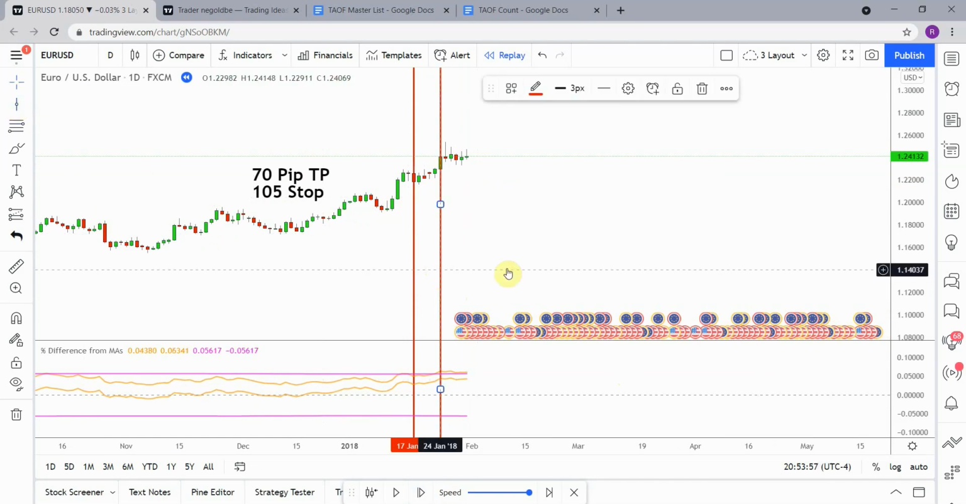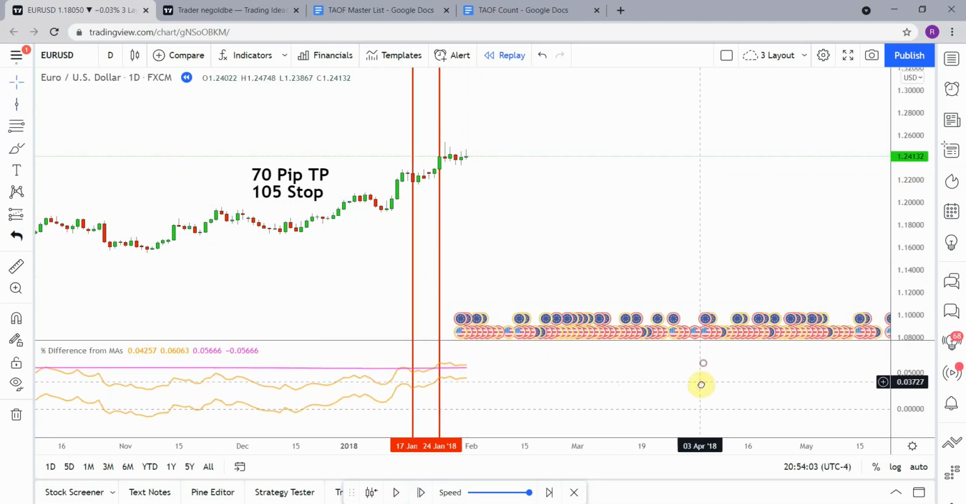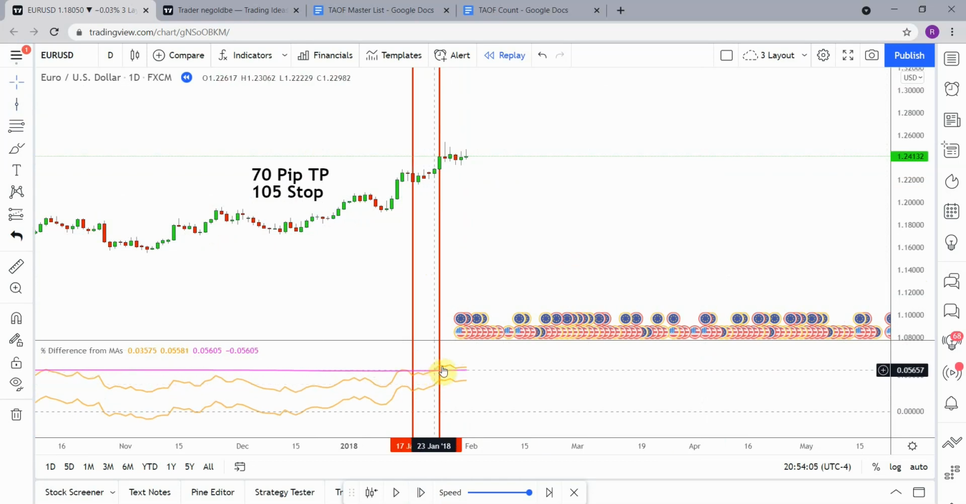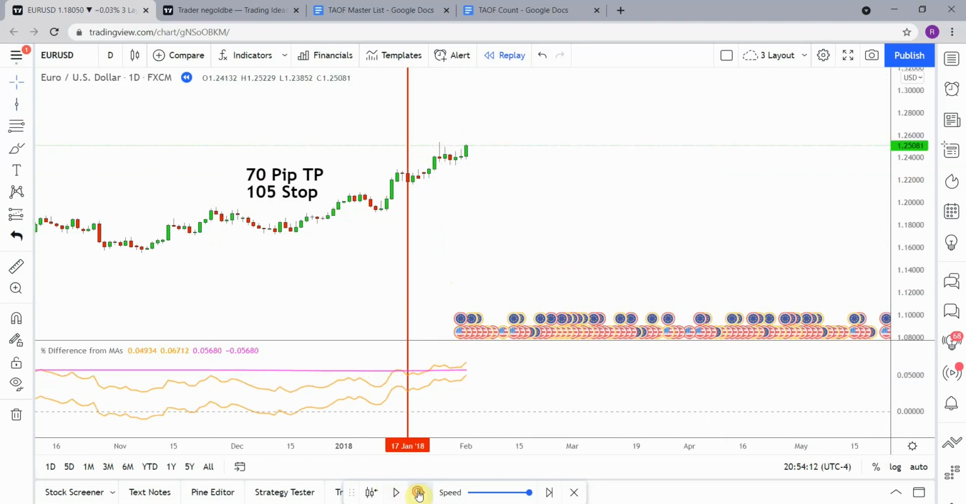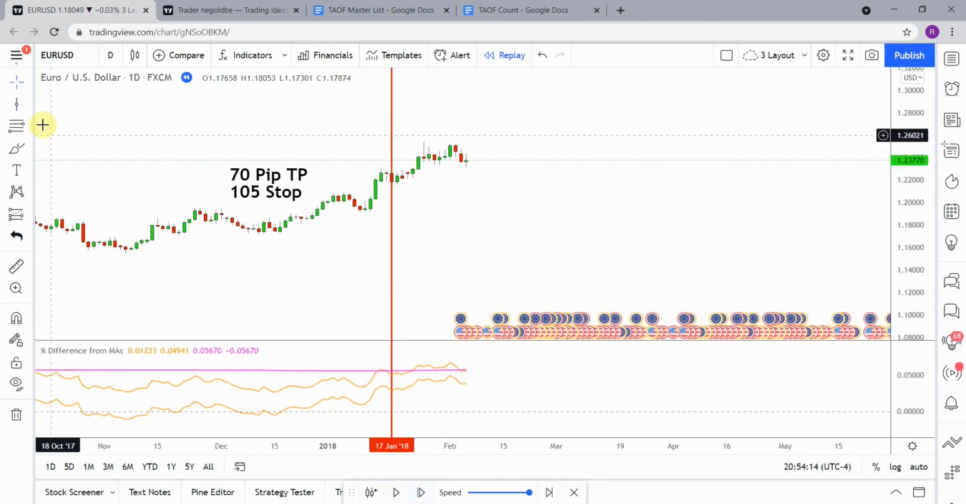Now over here on this side, we get kind of the same setup, where the orange line breaks up above the purple line right there. Now we haven't come back into the center zone yet, so let's go ahead and play this out.